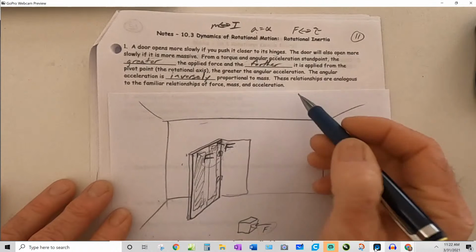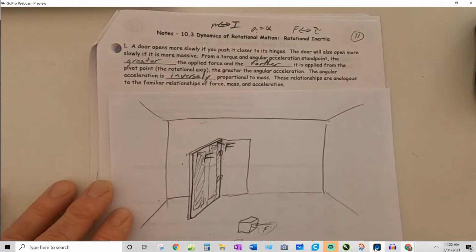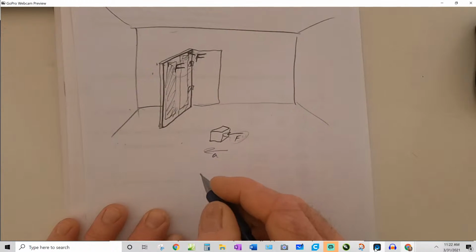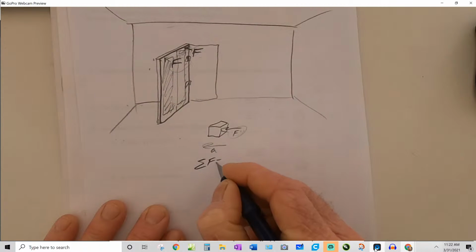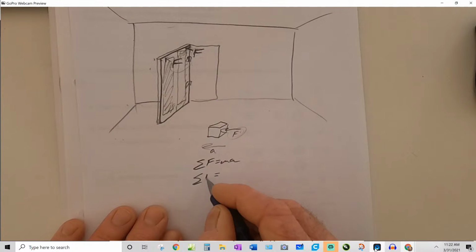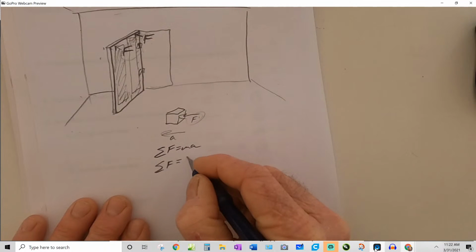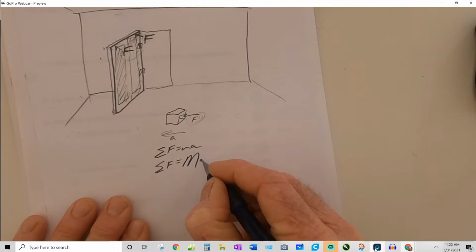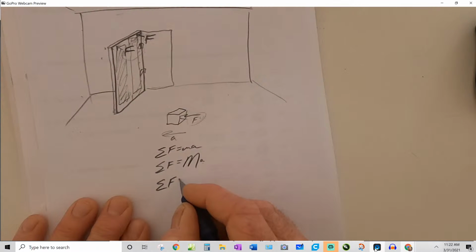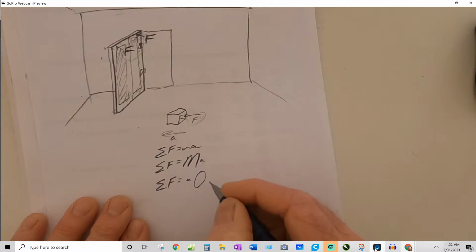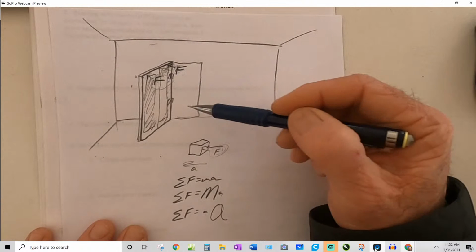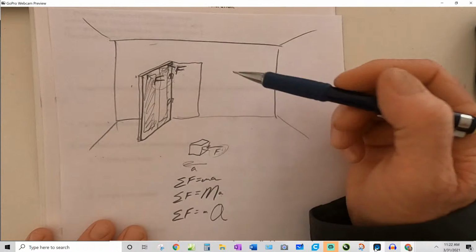These relationships are analogous to the familiar relationships of force, mass, and acceleration. So in the case of this box down here, we used to do net force equals ma, which means if I apply the same net force and I have a very massive box, then I'm going to get a small acceleration. And if I apply the same net force and I have a really small box, a low mass box, then I get a big acceleration. And it's the same with the door, but with the further complication that it depends on where you apply the force.